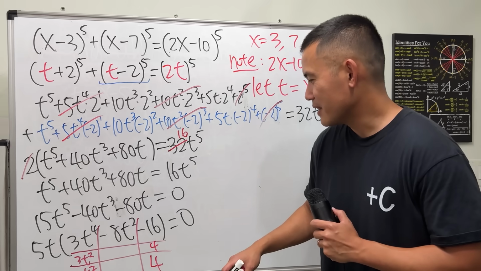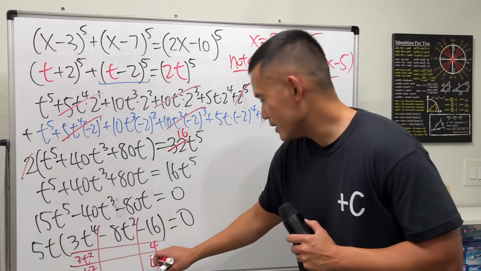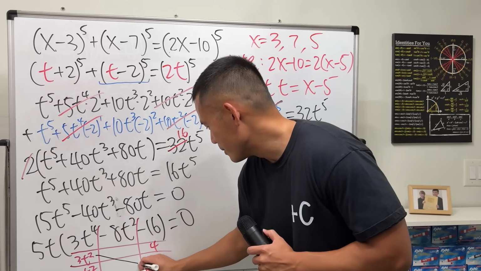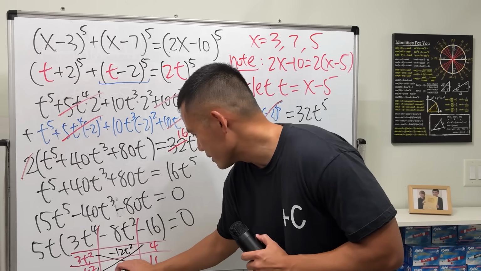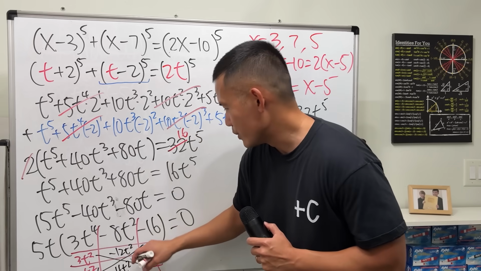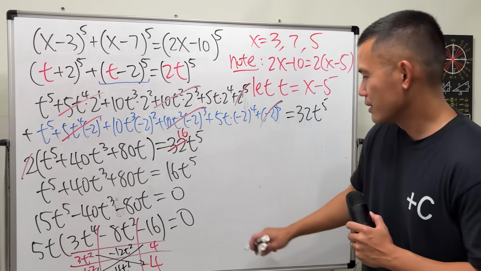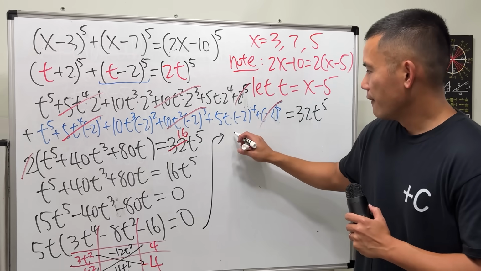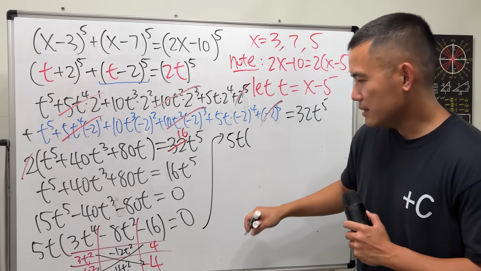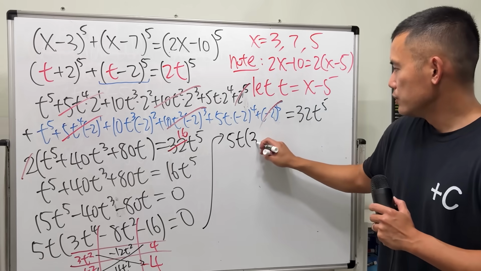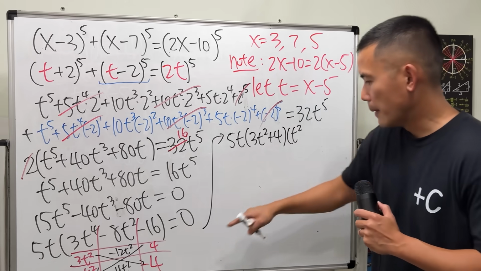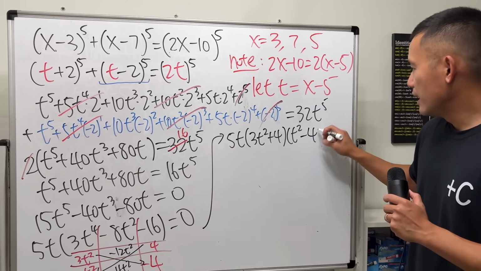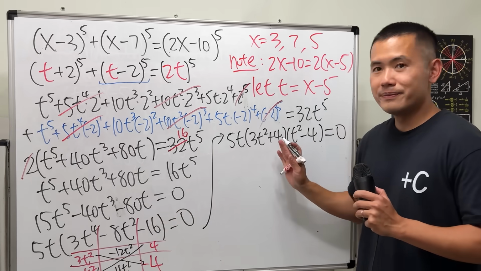I need this to be negative. Yeah, so this right here becomes negative 12t squared, and that right here becomes 4t squared. So we do get a negative 8t squared. So we get 5t times 3t squared plus 4 times t squared minus 4. And all that is equal to 0.